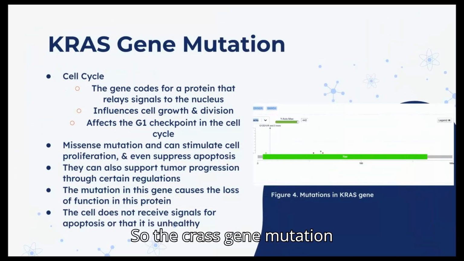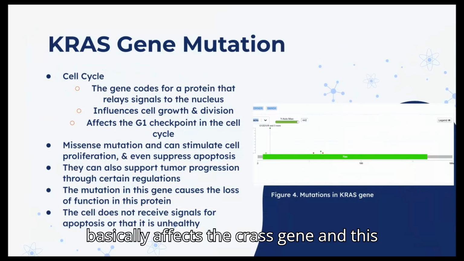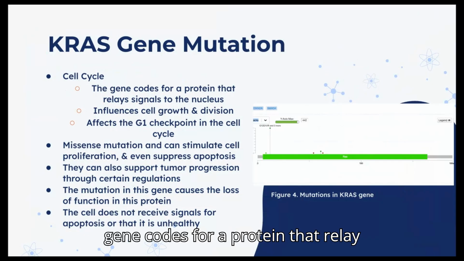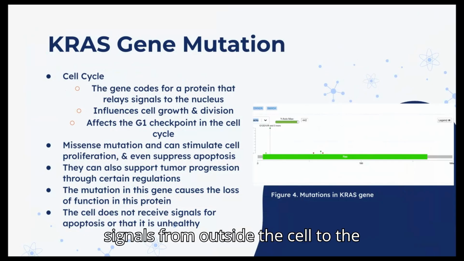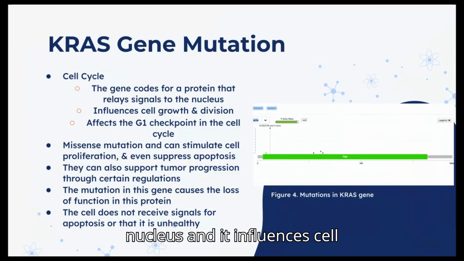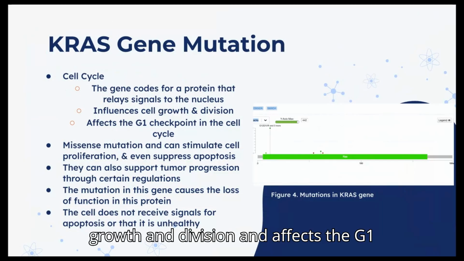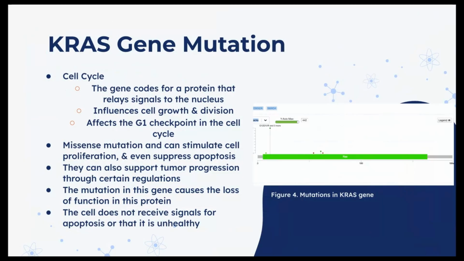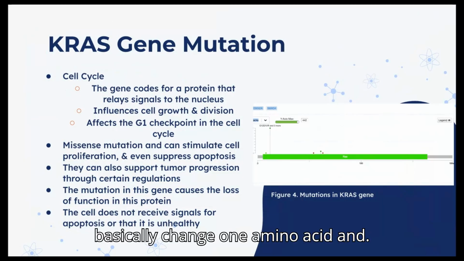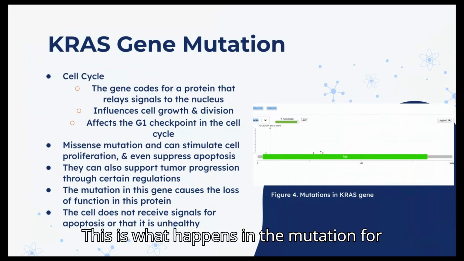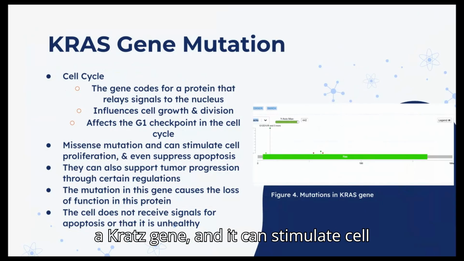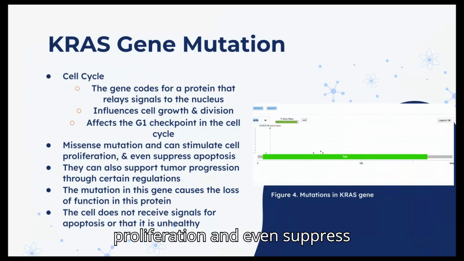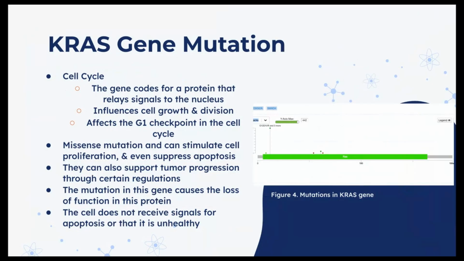Alright, so the KRAS gene mutation affects the KRAS gene, and this gene codes for a protein that relays signals from outside of the cell to the nucleus, and it influences cell growth and division, and affects the G1 checkpoint in the cell cycle. Missense mutations change one amino acid, and this is what happens in the mutation for the KRAS gene. And it can stimulate cell proliferation and even suppress apoptosis.